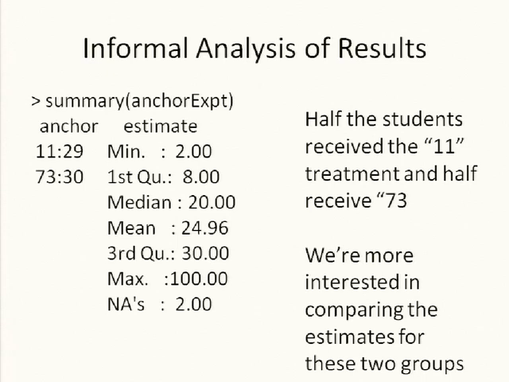You can see that the minimum is 2, the maximum is 100. Does that seem strange, 100? Somebody thought 100% of the countries in the UN are African countries. And then there are two people who responded with NAs. But this is the summary data of everything together, okay? And what we're really more interested in doing is comparing the two groups, as we'll see.